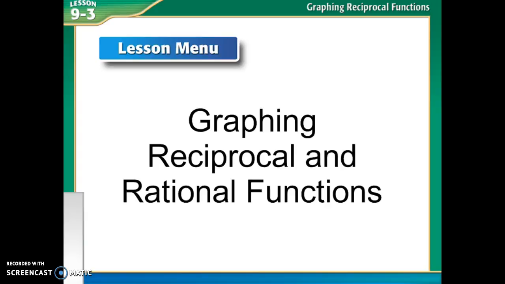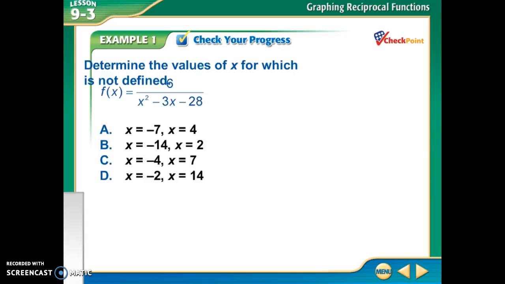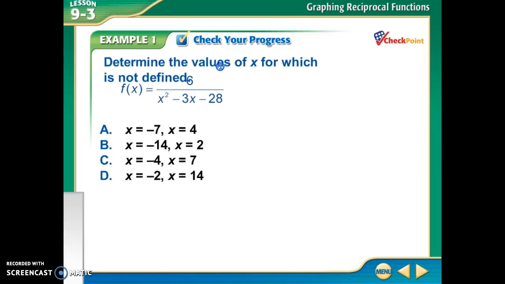Now we're going to look at graphing these rational equations or functions as well as reciprocal functions. To start with, we're going to talk about what it means to be undefined. If you think back to Math 1, where we talked about graphing lines and their slopes, whenever we had a vertical line, our slope was undefined. That's because when we did rise over run, we ended up with a number over 0. Anytime you divide by 0, that's what makes it undefined.